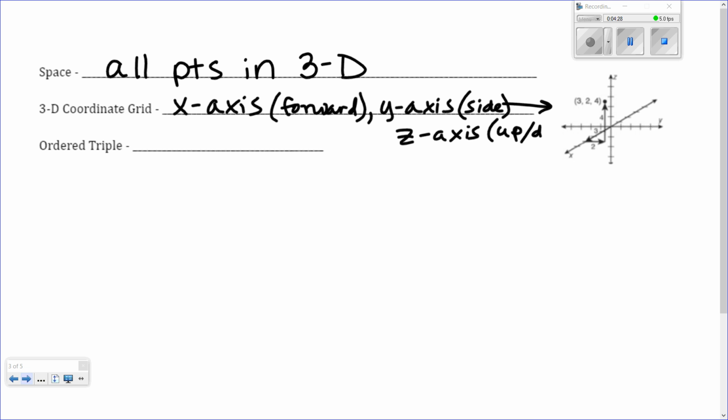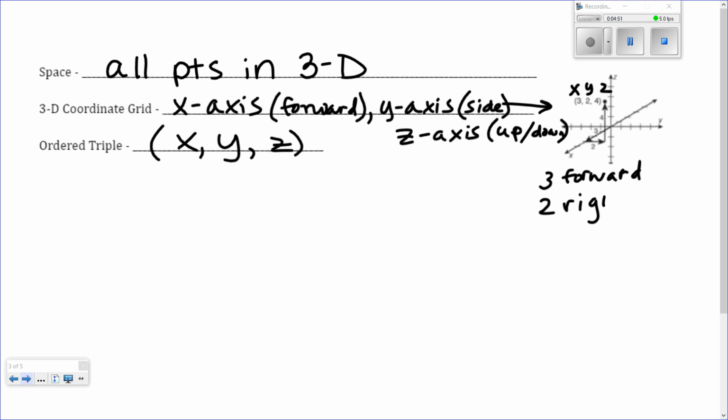Okay, and your ordered triple is going to look like x, y, and then z. Okay, so for this here, (3, 2, 4) is your x, y, and z. You went 3 forward, then you went 2 to the right, and you went 4 up. Okay, your x-axis is coming at you. It's jumping off of your page, forward towards you or back. Your y-axis is your left to right, and then you've got up and down also kind of off of your page coming up at you.